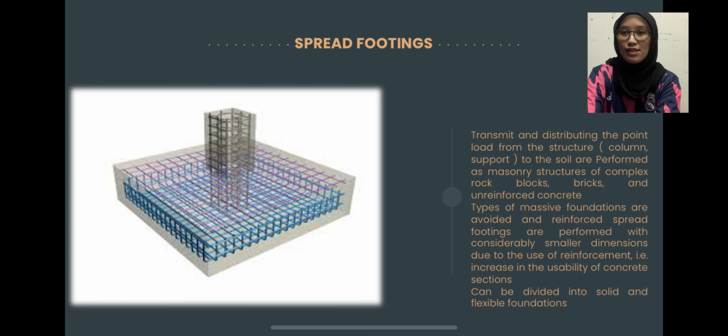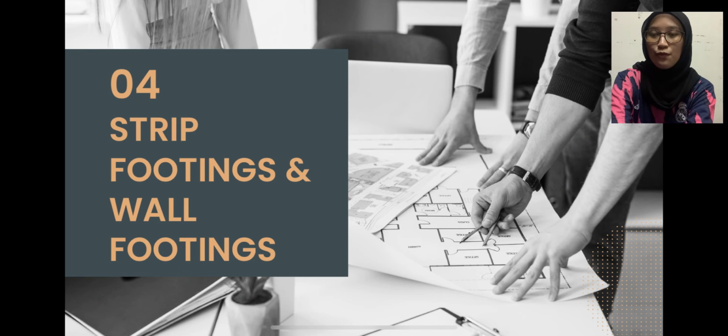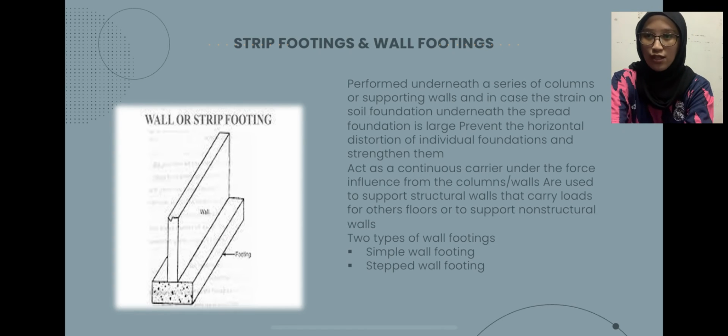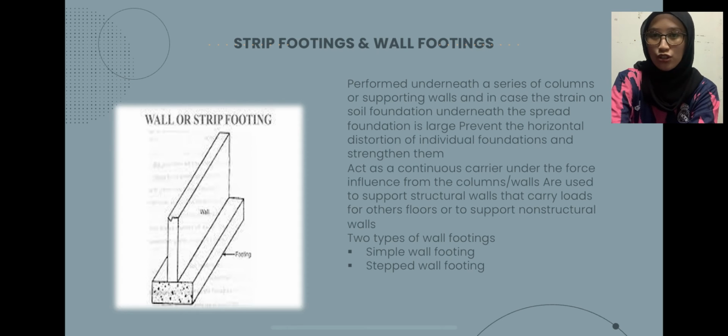Last but not least, it can be divided into solid and flexible foundations, strip footings and wall footings. As for strip footing, it is performed underneath a series of columns or supporting walls, in case the stress on the soil underneath the spread foundation is large. In fact, strip footing also prevents the horizontal distortion of individual foundations and strengthens them.